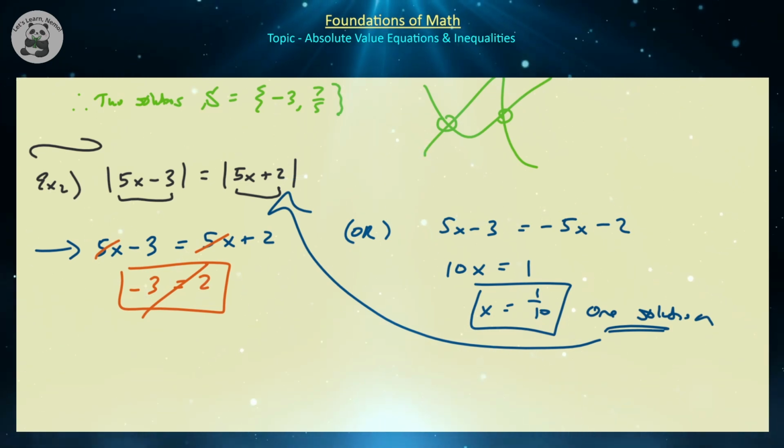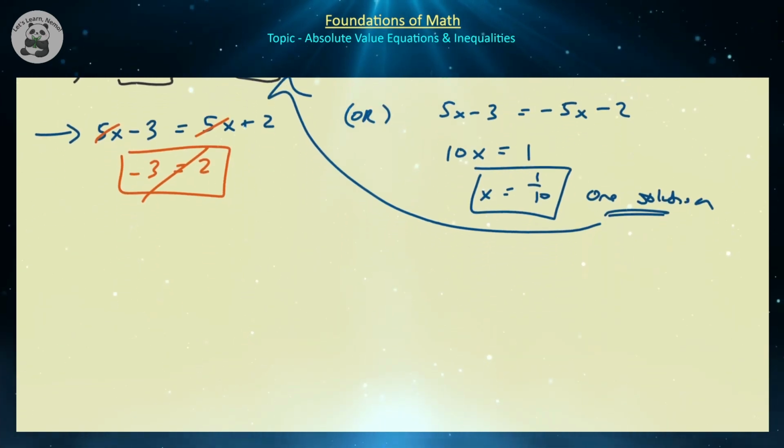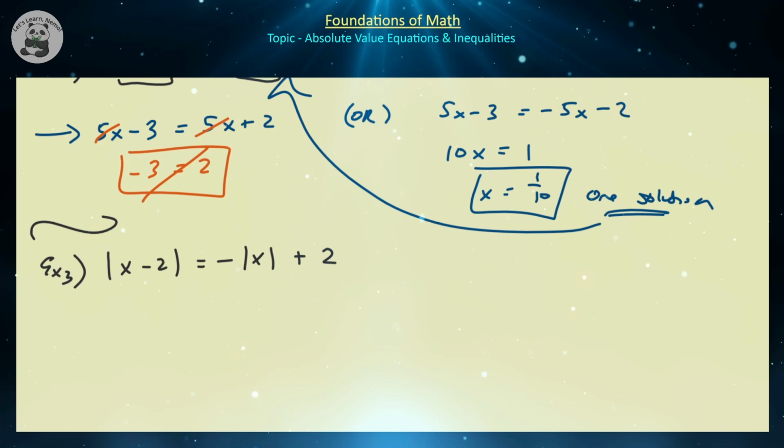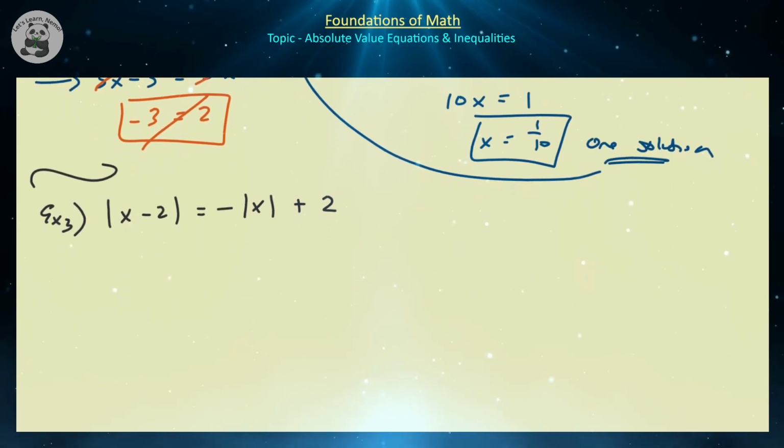Let's actually look at another equation to see, is it possible that we can generate a strange solution? Maybe, maybe not. We'll see. So example 3. Let's assume we have the absolute value of x minus 2 equals negative absolute value of x plus 2. So this is a little bit more complicated, right? So let's treat it like we did before, but very, very carefully.